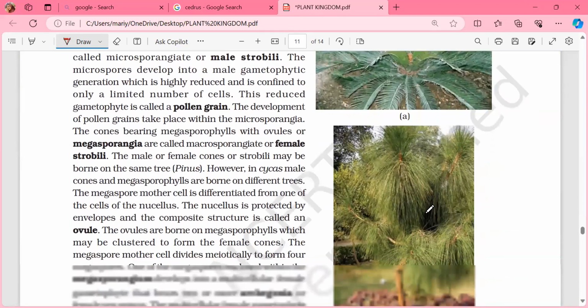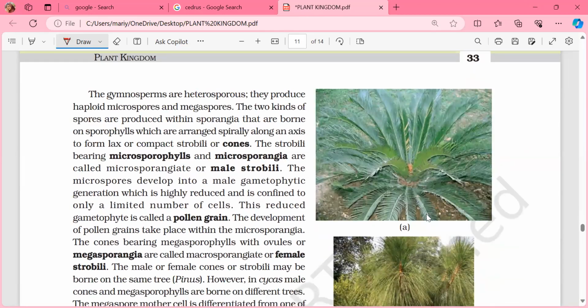Now, gymnosperms are heterosporous, meaning they make two types of spores, microspores and megaspores, and both of them are haploid. Microspores are like the male spores, megaspores are the female ones. Microspores are the smaller spores, megaspores are the bigger ones. The two kinds of spores are produced within the sporangia that are present on the sporophylls, and these sporophylls are present in the form of strobili or cones in these also.